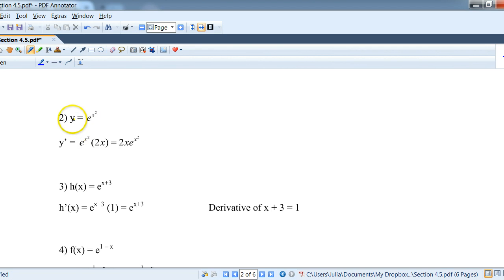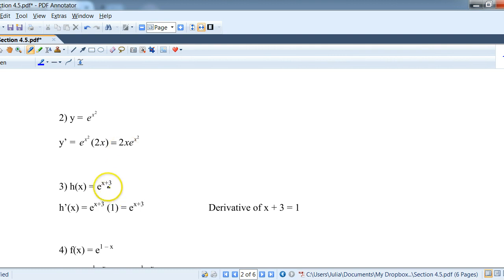Now let's take a look at a few other examples. If a function is e to the x squared, what's the derivative? Well, again, it's itself, e to the x squared, times the derivative of x squared, which is 2x. And once again, we put the 2x on the front, and we get 2x e to the x squared.